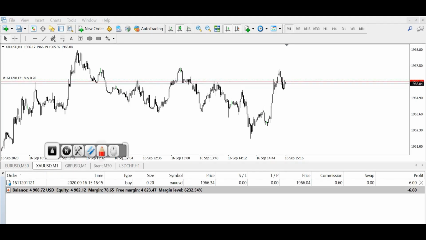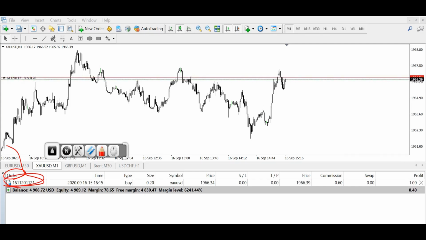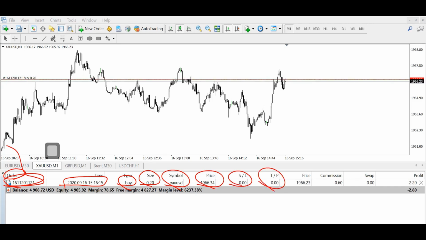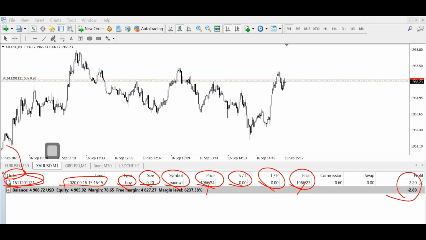Well, first of all, if we look closely at the order section, it has clearly shown us the specific order that we just finished placing. It has written the order number, then it has recorded the time, hour, date, and day, and whether it's a buy or sell. It also shows the size. With what volume did we enter this trade? On which symbol are we trading? The entry price is 1966. The SL and TP, which we haven't set yet, and the current price is 1966. We entered at 66 cents, and now the price is 66 cents, just a little bit lower, which is shown here, indicating that we are in a negative position.